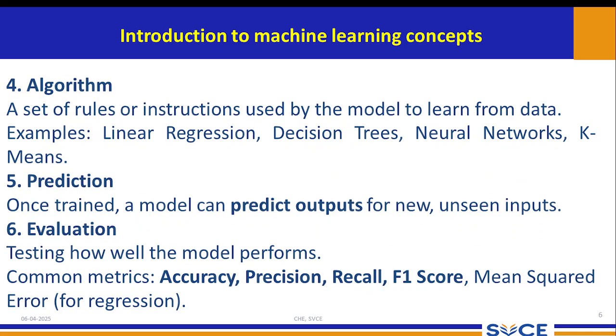Coming to the algorithm: a set of rules or instructions used by the model to learn from the data. There are different types of algorithms: linear regression, decision tree, neural networks, k-means. We will see them one by one later, elaborately. And coming to prediction: once trained, a model can predict the output for a new, unseen input.